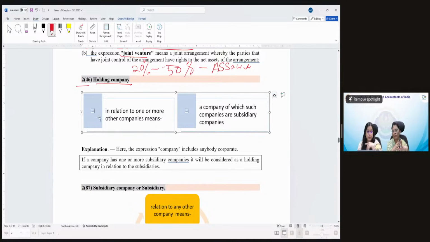Now, similarly, when we'll be dealing with holding and subsidiary company, because once again the terms control, power, all those will come, it will be in relation to some other company. So in section 2, clause 46, holding company, in relation to one or more. You can be a holding company of not only one, but of more than one company. In relation to one or more other companies, a company of which such companies are subsidiary companies.